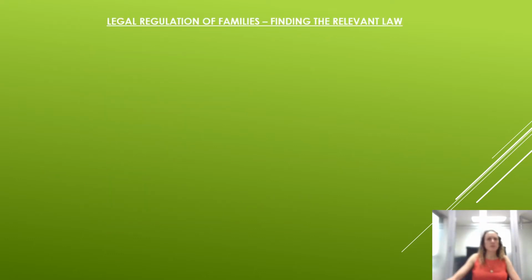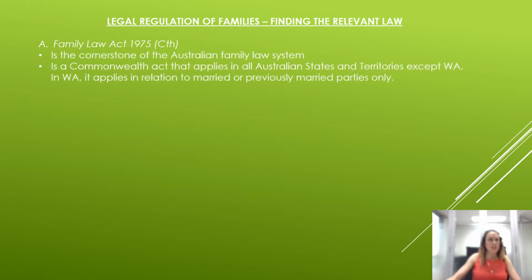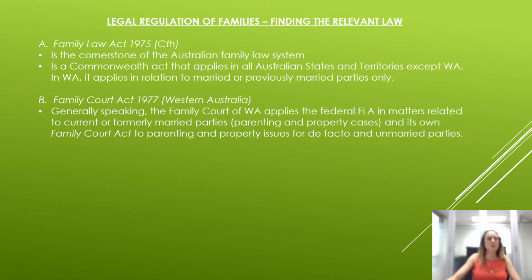So when it comes to the legislation in Australia concerning family law, the main piece of legislation which you will come to know is called the Family Law Act 1975. Now this is a Commonwealth Act, so it applies to all states and territories except Western Australia up to a degree. In Western Australia they have another piece of legislation called the Family Court Act 1977.